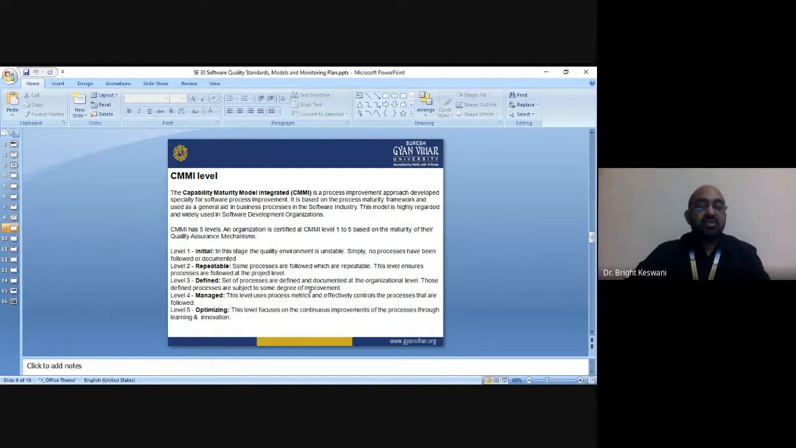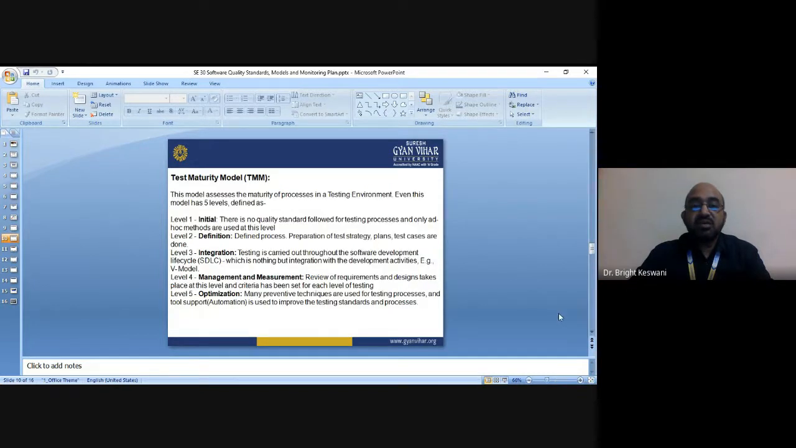So these are some models. Let us discuss the last model, that is the Test Maturity Model, TMM. This model assesses the maturity of processes in a testing environment. This model has five levels defined as initial, definition, integration, management and measurement, and optimization. Let us discuss all the levels one by one.